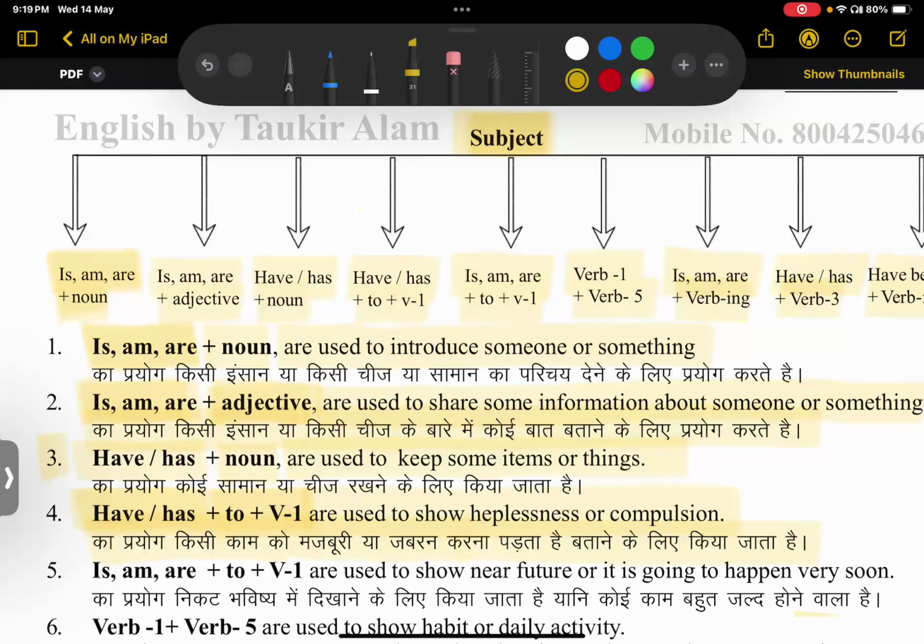So, dear student, whenever you want to speak such sentences where you show your helplessness, your compulsion that you are forced to do something in this situation, you will say, I have to, you have to, we have to, they have to. If your subject is singular number, you will say he has to, she has to, Ina has to, Mina has to. After that, you will speak that action word, that verb, that you want to say.